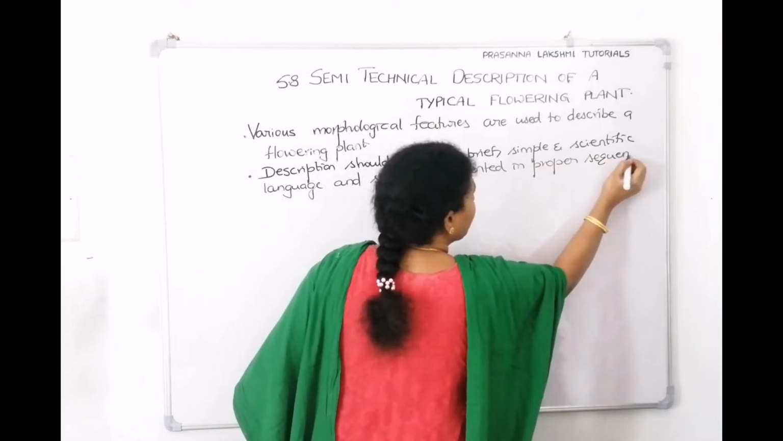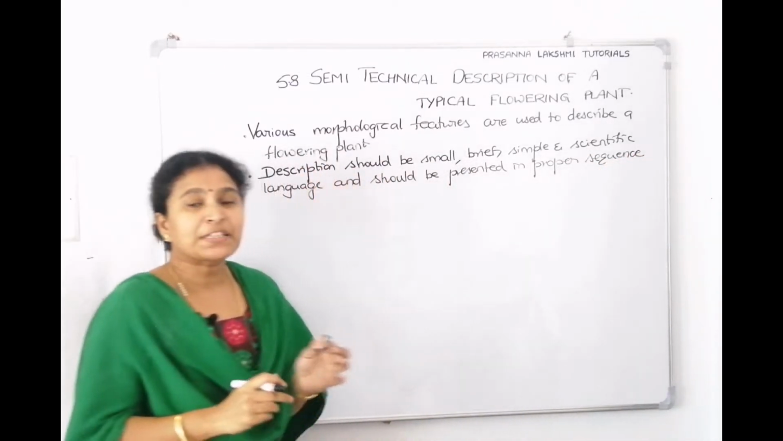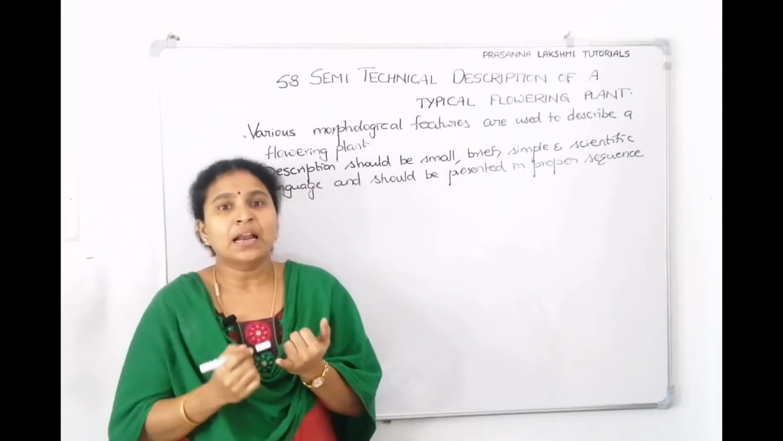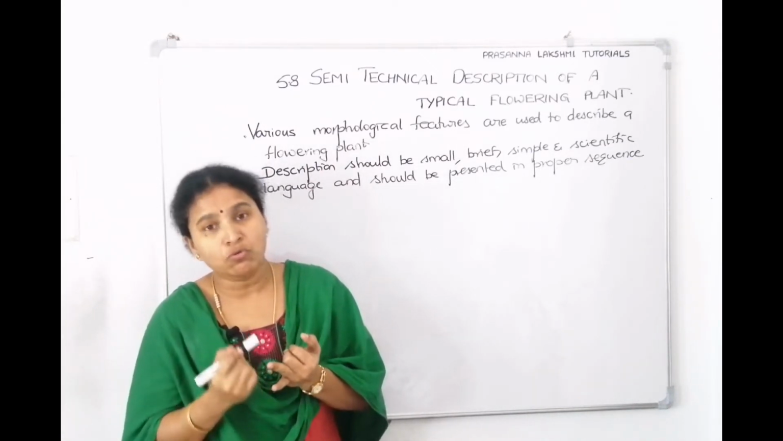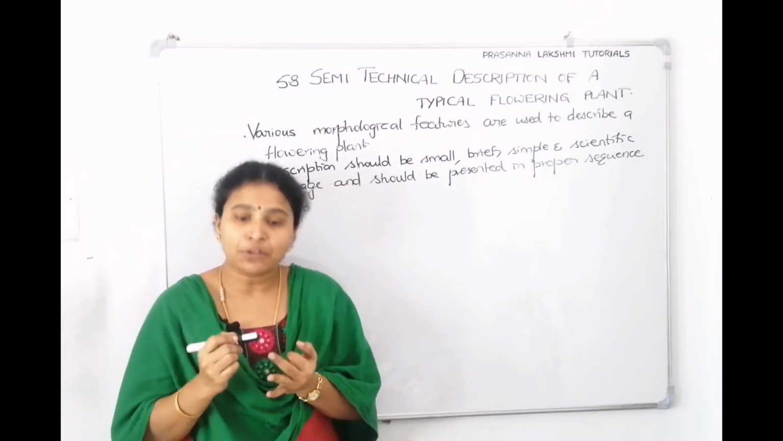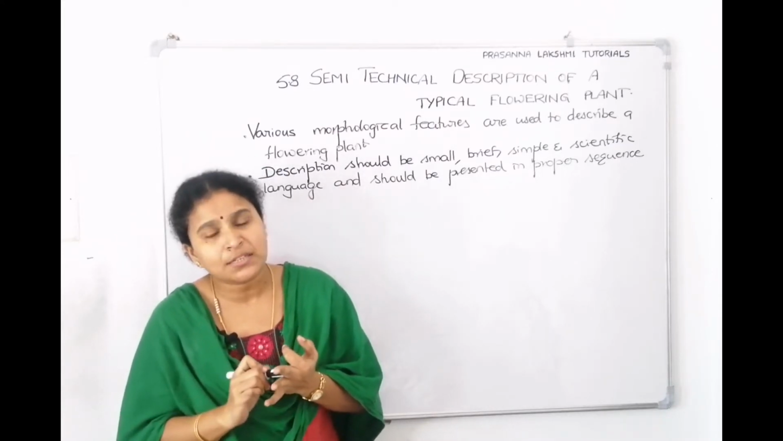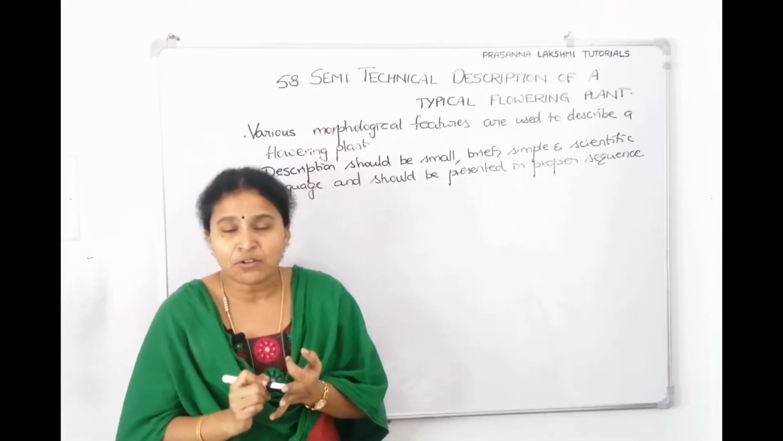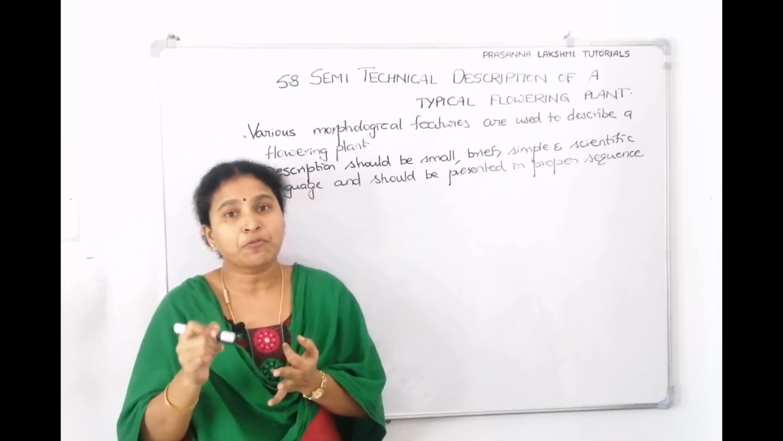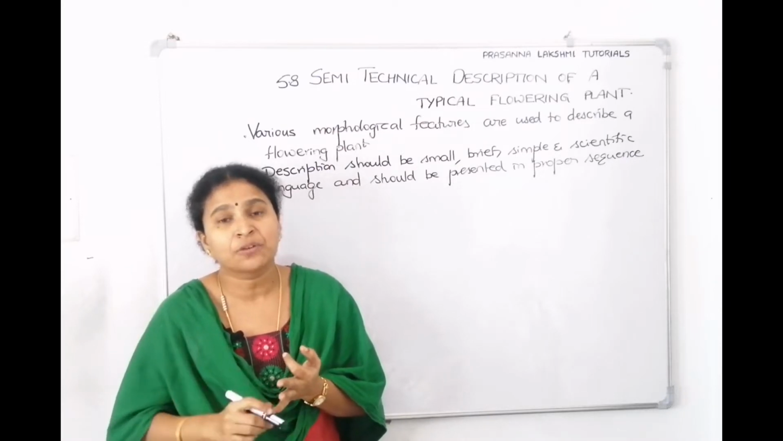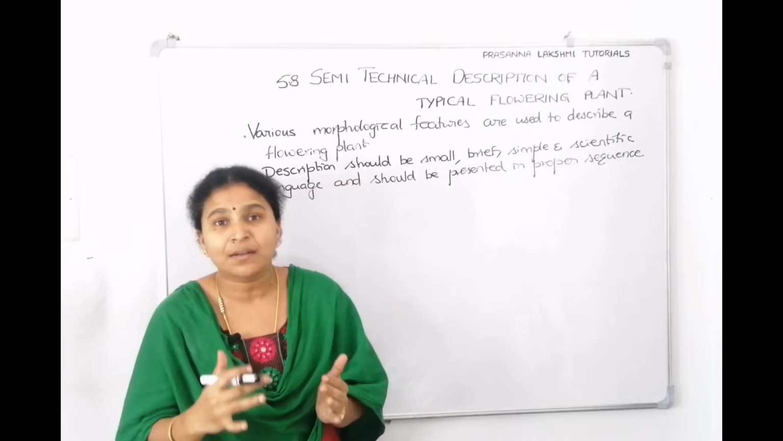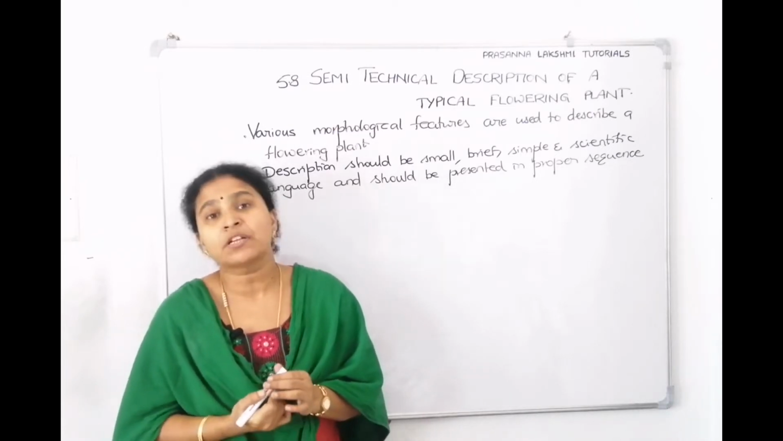What do you mean by proper sequence? First, we will start with the habit of that family. Then we will tell the vegetative characters like root, stem and leaf. Then we will come to the floral characters: which type of inflorescence, which type of flower, unisexual or bisexual, the symmetry of the flower, which type of calyx, corolla, androecium, gynoecium, and then the economic importance of that family, then floral diagram and floral formula. In this sequence we follow.